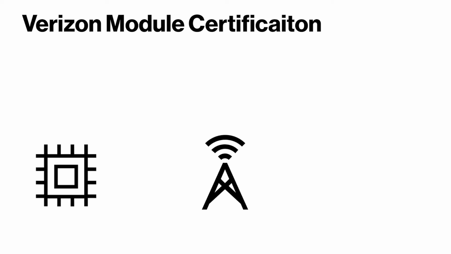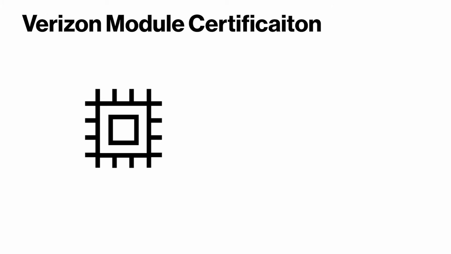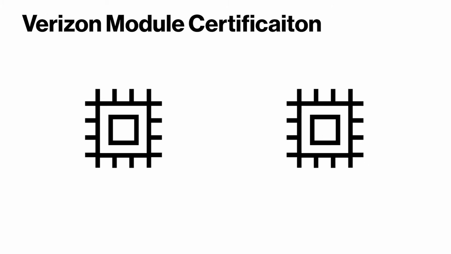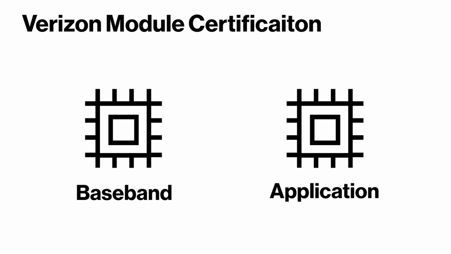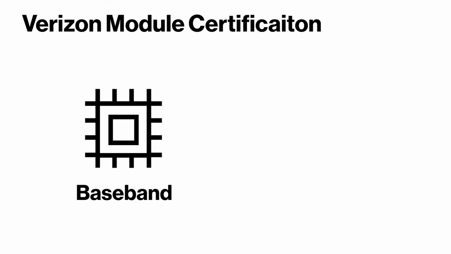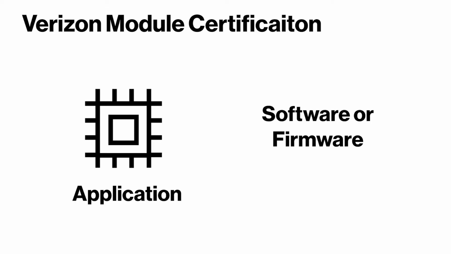At Verizon, we work closely with our IoT module partners to certify those modules on our network. Cellular IoT devices certified on our network have a baseband or modem component and an application or device component. Baseband software is often referred to as firmware. Application software may be referred to as software or firmware.